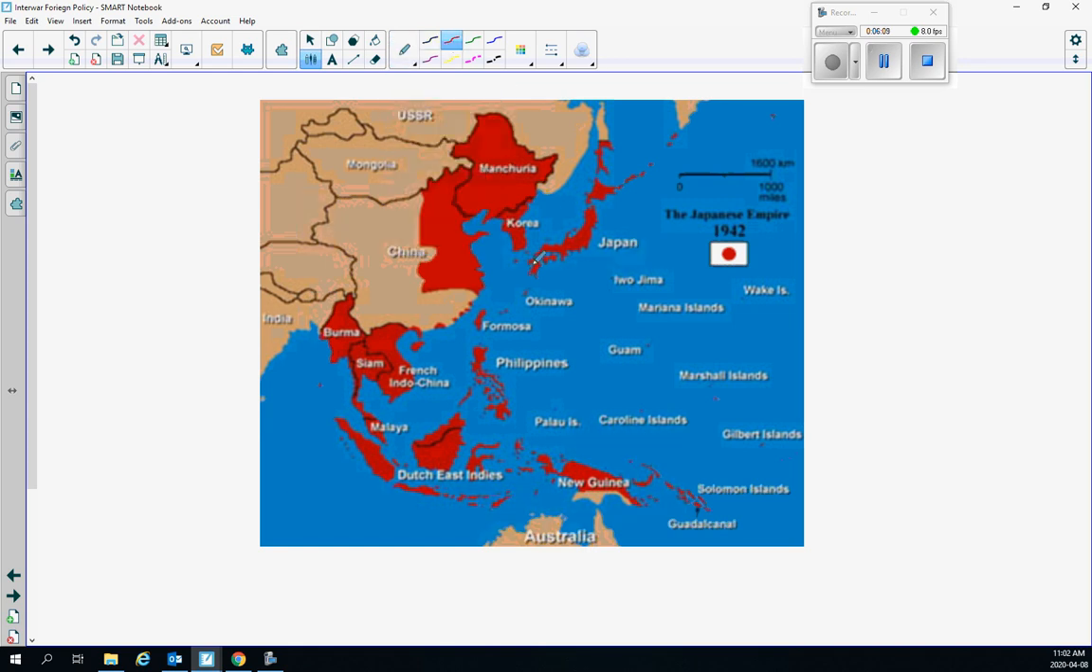The Greater East Asia Co-Prosperity Sphere. Ironic term: Japan is going to prosper from this, but not the colonies they're taking away from Europe. Those colonies are going to suffer greatly at the hands of Japan.